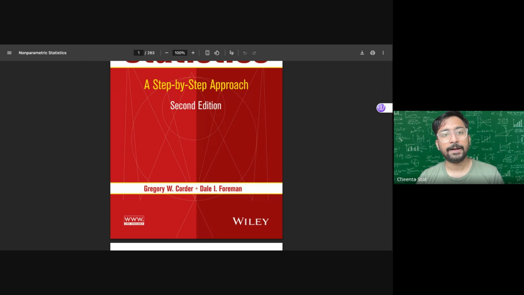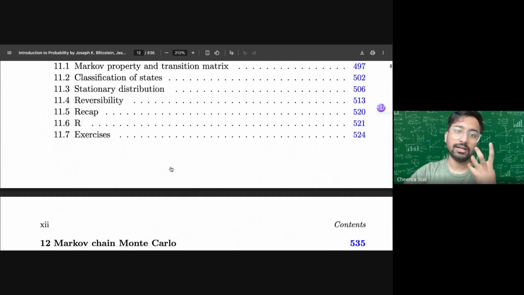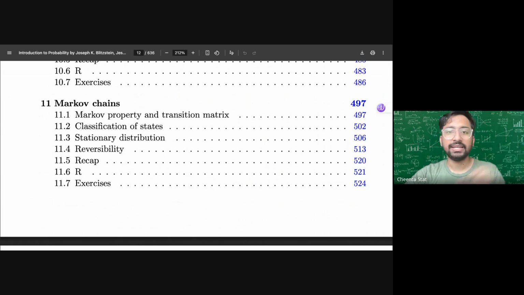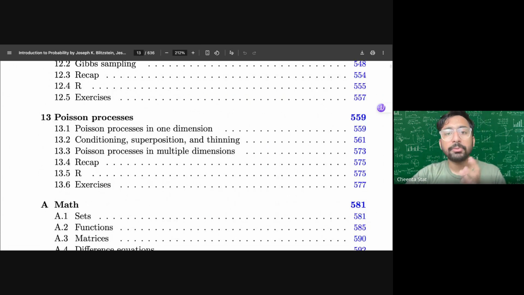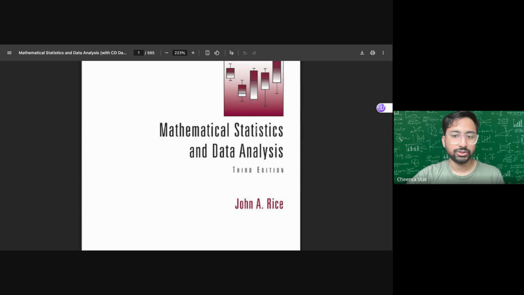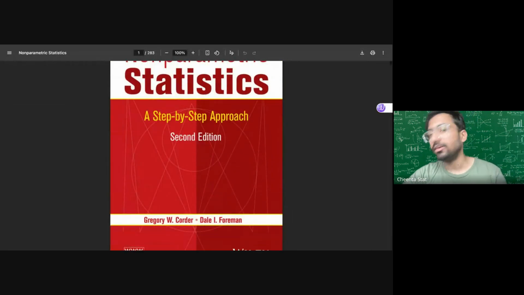So to revise: Descriptive Statistics notes by Professor Tanujit Chakraborty. For probability and Markov chains, use Introduction to Probability by Joseph Blitzstein and Jessica Hwang, the 11th chapter and 13th chapter. For non-parametric statistics, first use Mathematical Statistics and Data Analysis by John A. Rice, and Non-parametric Statistics: A Step-by-Step Approach by Corder and Foreman. This will help you cover everything you need, and enjoy learning statistics, enjoy these beautiful ideas, and fall in love with statistics and data science, and build your passion for it.